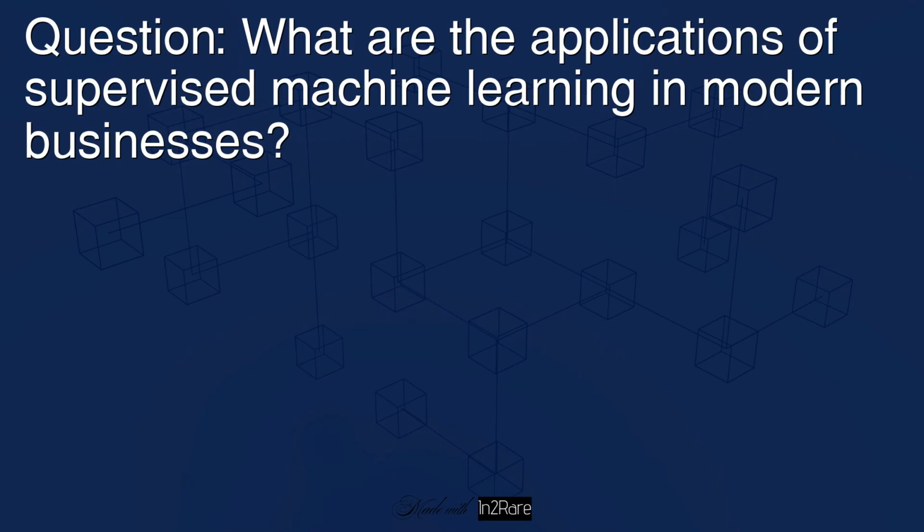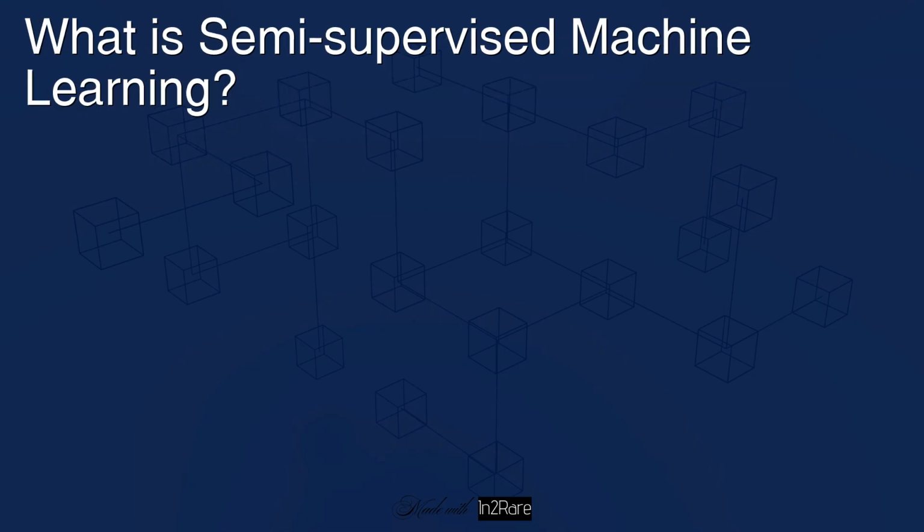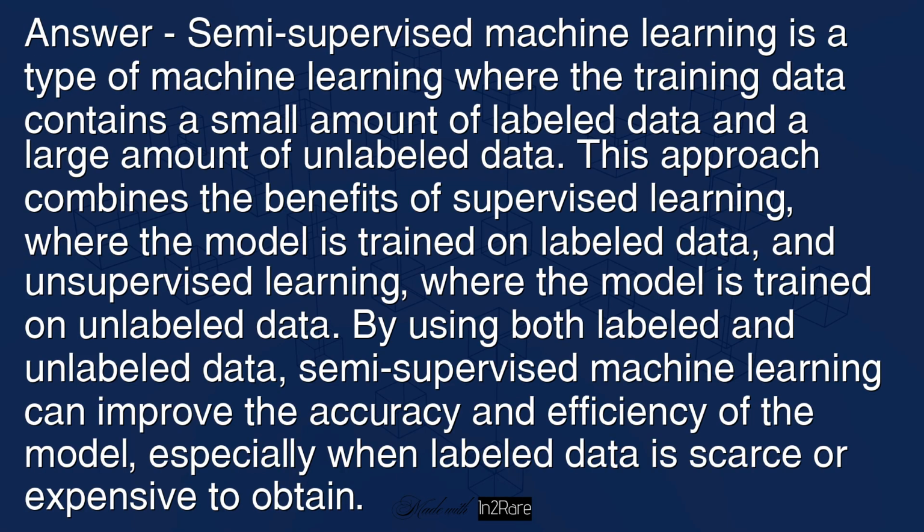Question: what are the applications of supervised machine learning in modern businesses? What is semi-supervised machine learning? Answer: semi-supervised machine learning is a type of machine learning where the training data contains a small amount of labeled data and a large amount of unlabeled data.